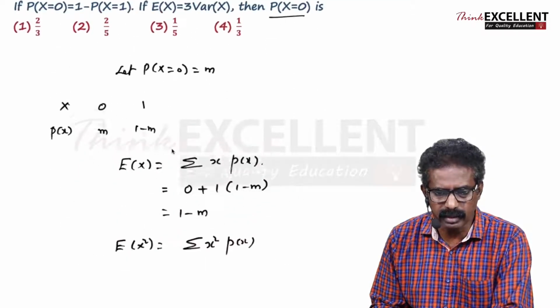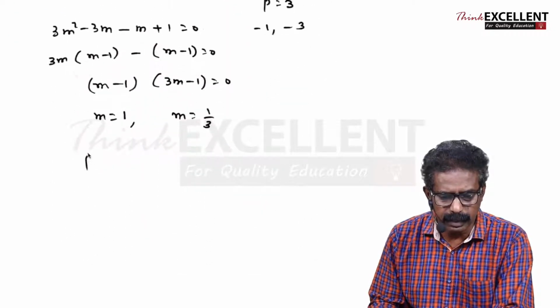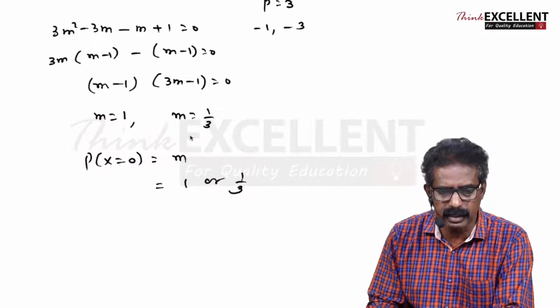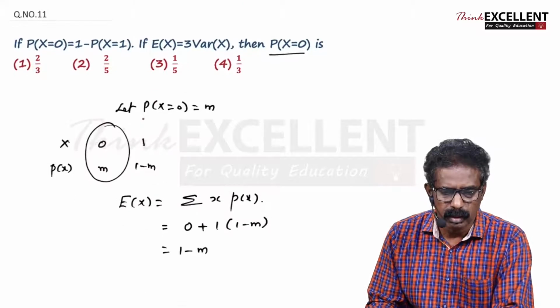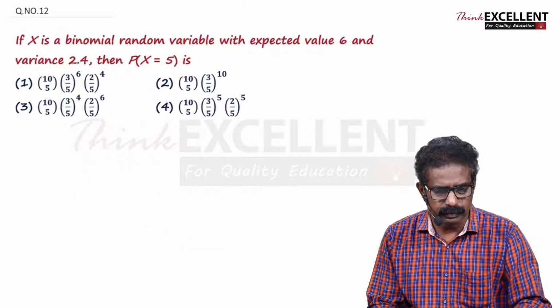They asked to find P of x equals 0, which we have taken as M. So your answer is 1 or 1 by 3. See the options they have given. 1 is not there, but 1 by 3 is there. So that is the correct answer.